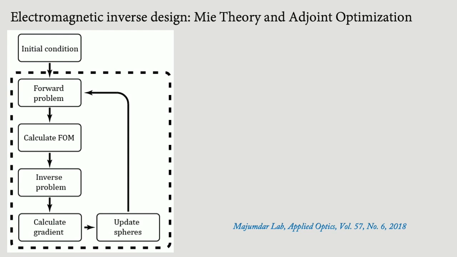These are some of the methods that people have used in fluid dynamics for a long time, and now people are also using them in nanophotonics. We calculate the gradient, and then we update the scatterers. So the first thing we wanted to see was: does it really work?